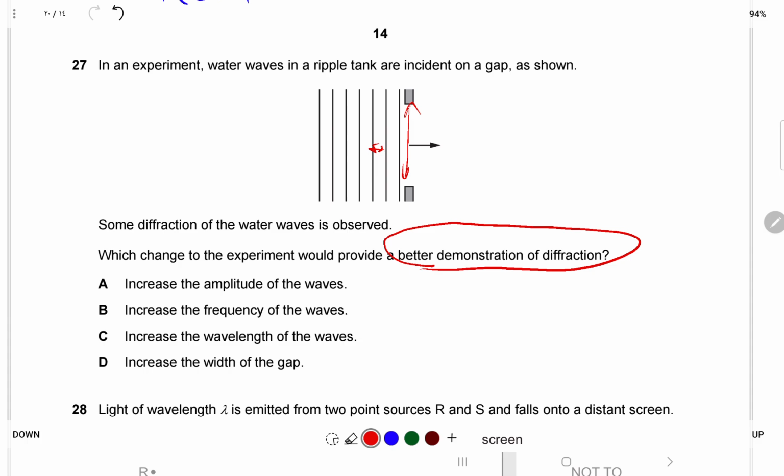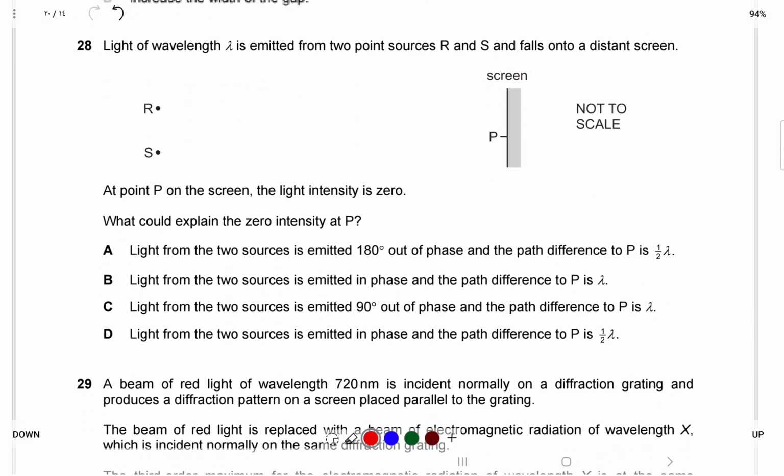Which option do you choose? Clearly, here you have to increase the wavelength. So if you increase the wavelength, the wavelength will be similar to the gap. So option C is the correct answer.